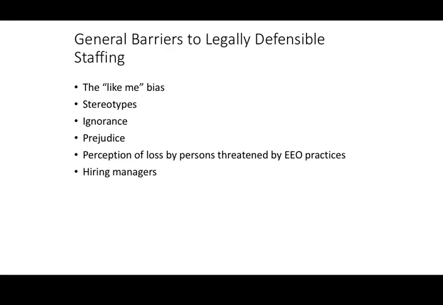There are several general barriers to a legally defensible staffing system. The first one is general decision-making biases. We're all prone to decision-making biases, and the worst for us in staffing is the similar-to-me or like-me bias. When I say, oh, I like this person because they grew up in my hometown, or went to my college, or we're in the same fraternity or sorority, that similar-to-me bias is going to create a problem for you, because then all you're doing is hiring people who are like you, creating homogeneity in the organization.